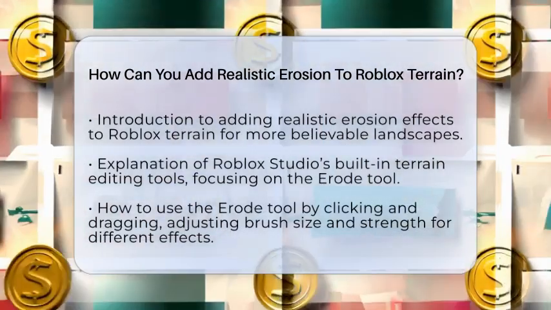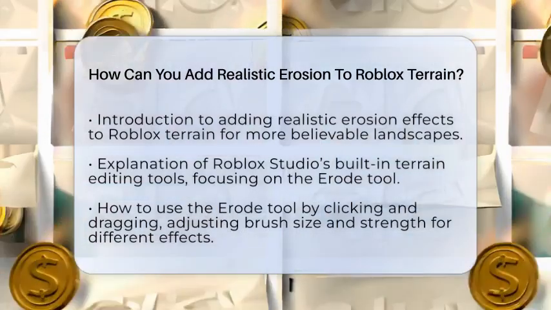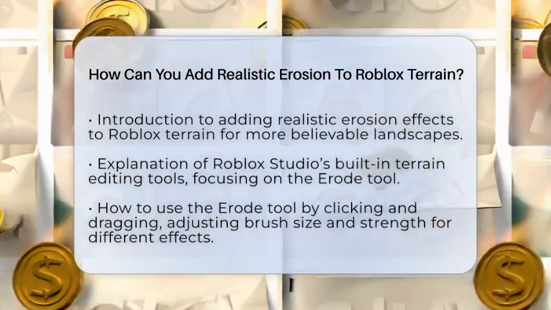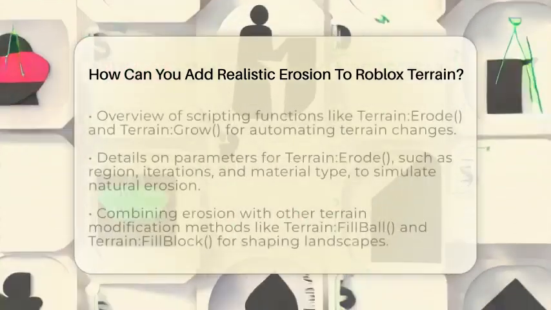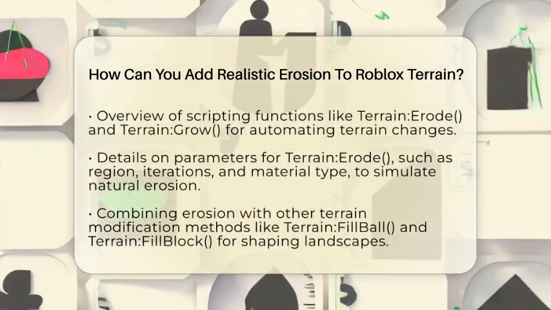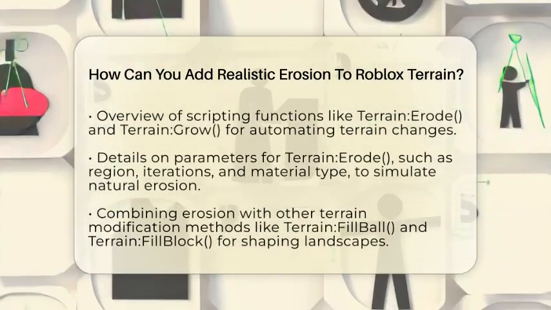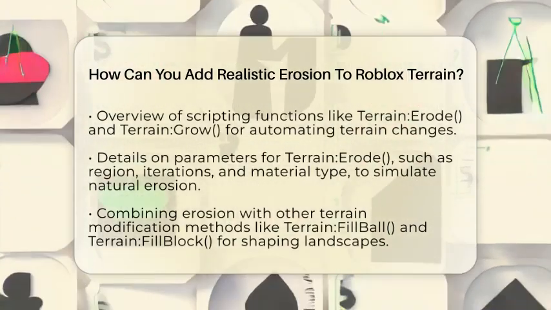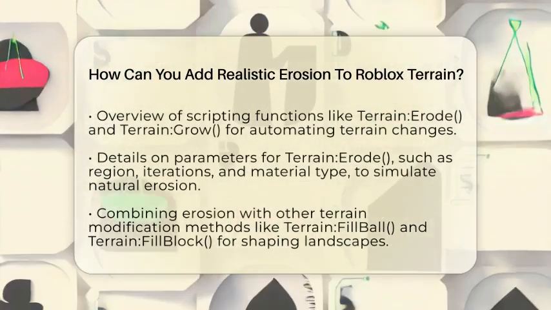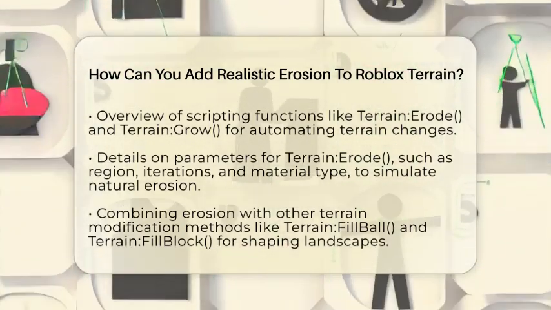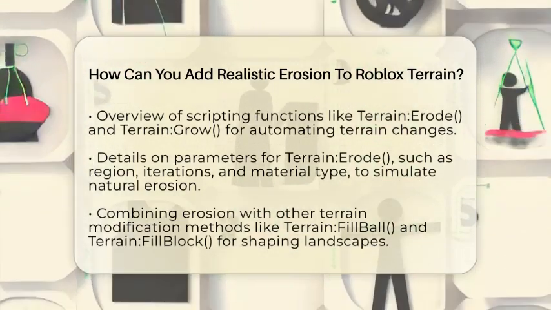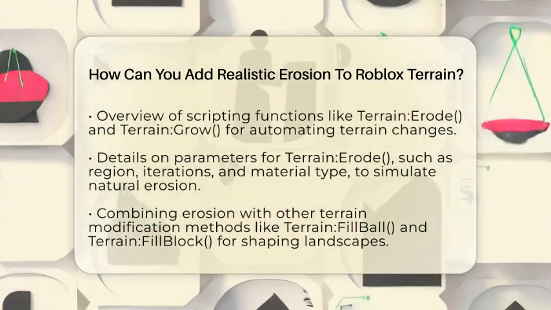This tool allows you to click and drag over the terrain to remove material smoothly. You can change the brush size to cover small or large areas, and adjust the strength to control how much material is removed with each stroke. For example, a larger brush with high strength can quickly carve out a riverbed or a valley. Using this tool manually gives you control over where erosion happens, and you can make features look natural by gradually eroding the terrain.